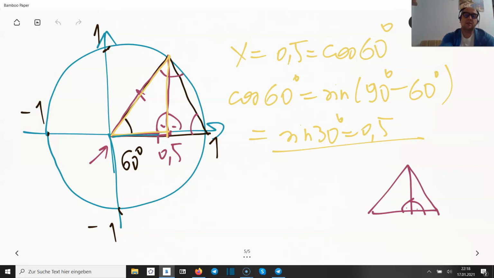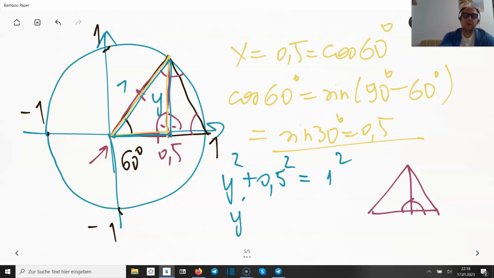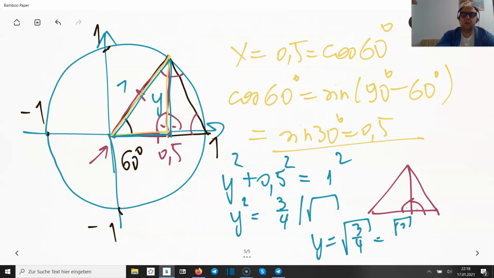We just consider once again this right angle triangle, and we know this is 1, this is 0.5, let's call it y. So y squared plus 0.5 squared is equal to 1 squared, which is 1. So y squared is equal to 1 minus 0.25. It's 3/4. And if we take a square root, once again we have two values, plus or minus. We're talking about positive values, so y is equal to the square root of 3/4, which is the square root of 3 divided by 2, which is approximately 0.866, if I remember it correctly.